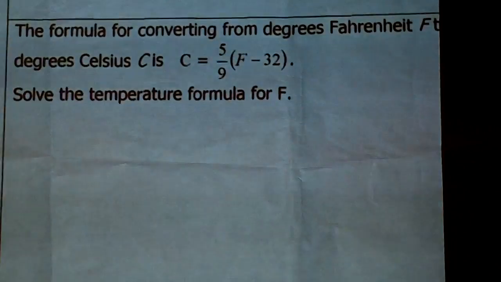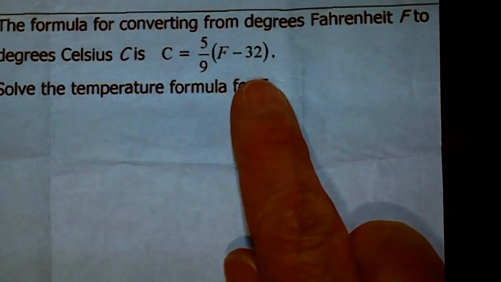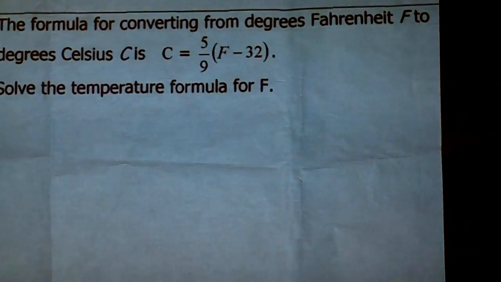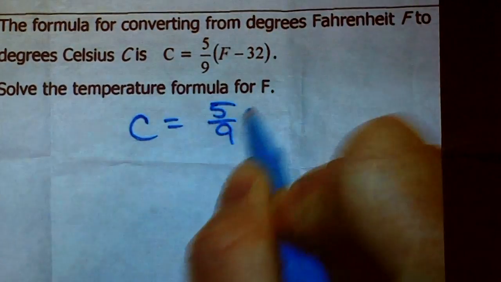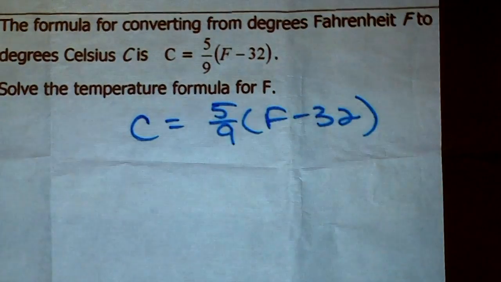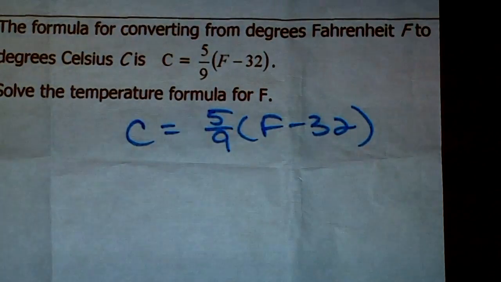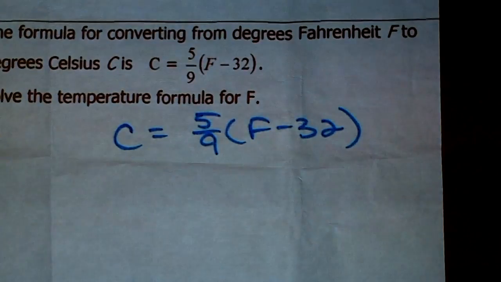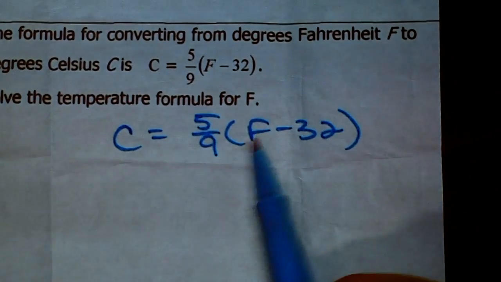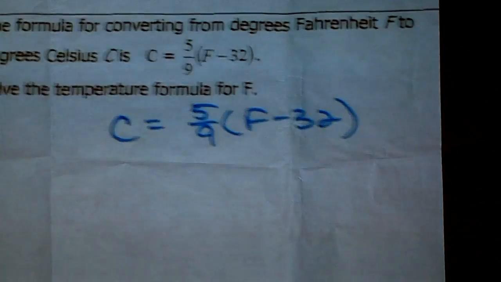Okay, let's try the last one here. The formula for converting degrees Fahrenheit to degrees Celsius, it's given right here. Solve the temperature formula for F. So again, if C equals 5/9 times F minus 32, I want to get this F all by itself. Okay? Now, do you see how those two are being multiplied, not added, the 5/9 next to the parentheses? I know normally when you see this, you would want to distribute the 5/9.